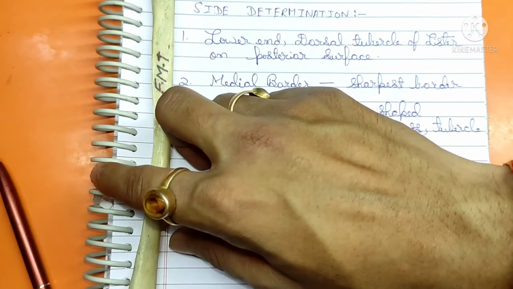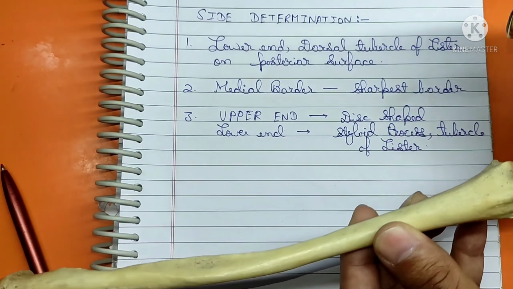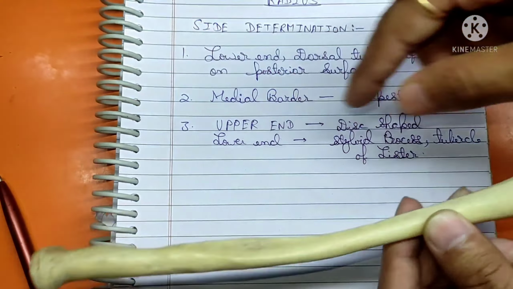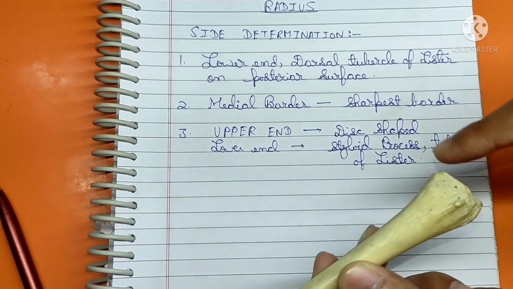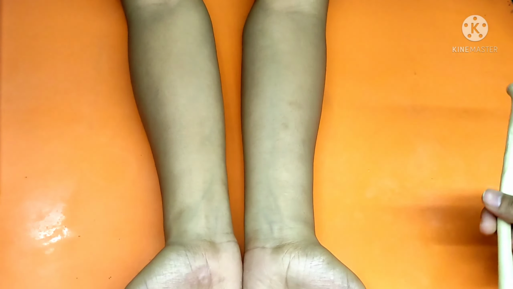And this is the upper end and the lower end. This is the upper end and this is the lower end. Upper end is disc shaped and this is the styloid process, dorsal tubercle of Lister on the lower side. Let's start side determination of radius bone practically.